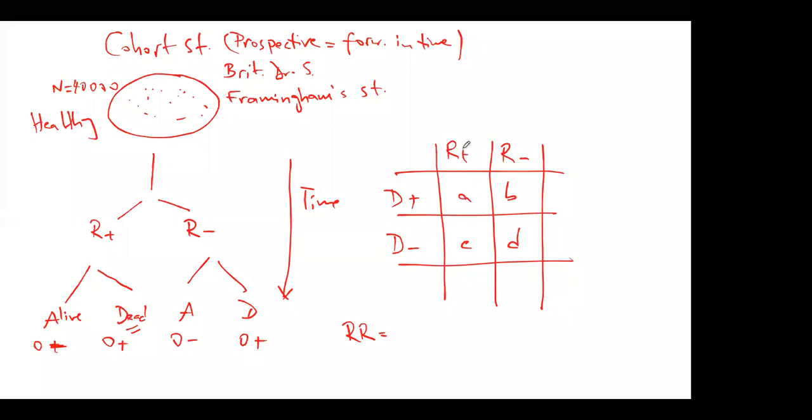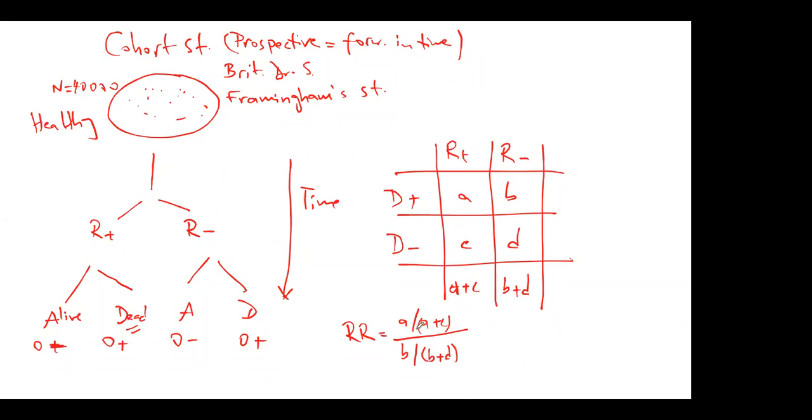What is the risk of those who are exposed? Here, these are A plus C. These are those who are exposed. And these are those who are not exposed, risk negative, B plus D. So the relative risk would be those who have the disease, A upon A plus C, A divided by A plus C, divided by the risk in those who are not exposed. The risk in those who are not exposed is B, who have the disease, and B upon B plus D, B divided by B plus D. That's very simple. This is the relative risk.